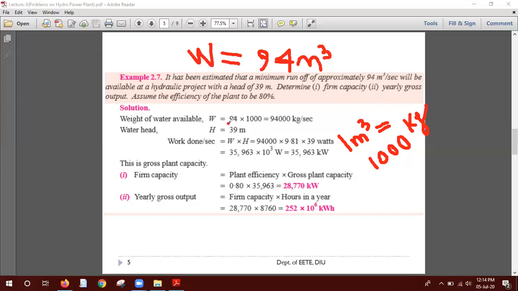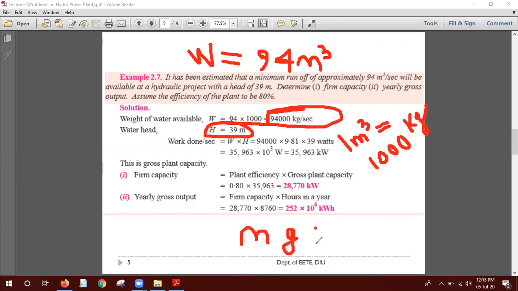So basically the weight will be 94 into 1000 kg per second. Definitely per second, the flow rate. The water head is 39. So finally, as we already saw, the equation was mg, g is the gravitational acceleration, h is the height, into the efficiency, eta. So here m equals 94,000 kg, and g is 9.8. H is 39, and eta is given as 80%.